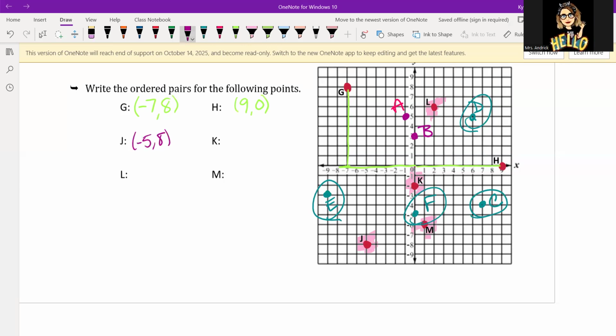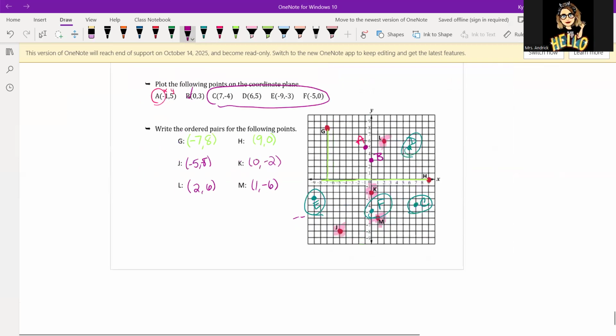So J is at -5, -8, because this is the negative negative. K is at 0, -2, because we didn't go left or right, we just went up and down. L should have been 2, 6, and M should have been 1, -6. Okay, so that's the coordinate plane. Now you have homework to do.